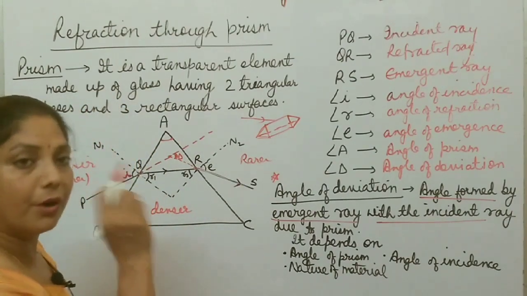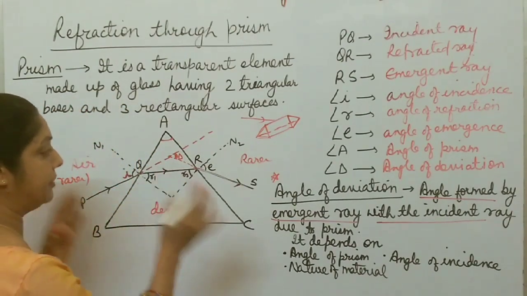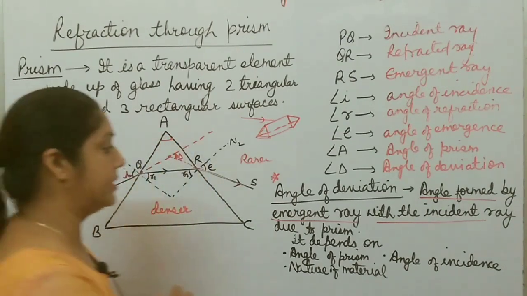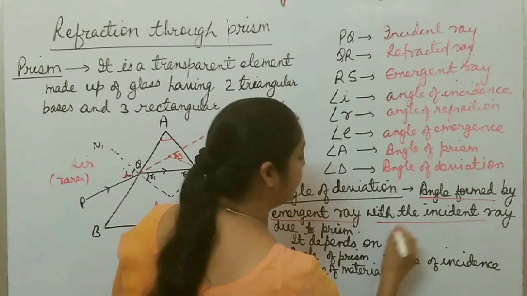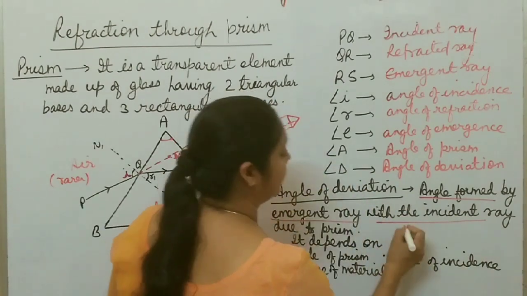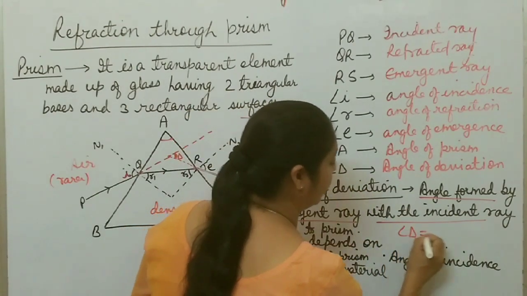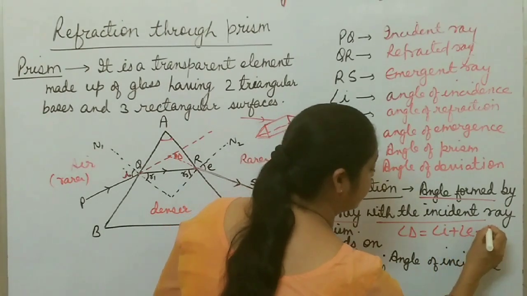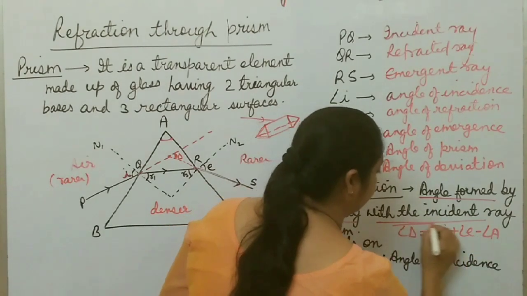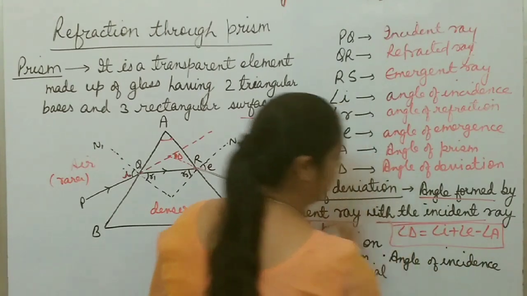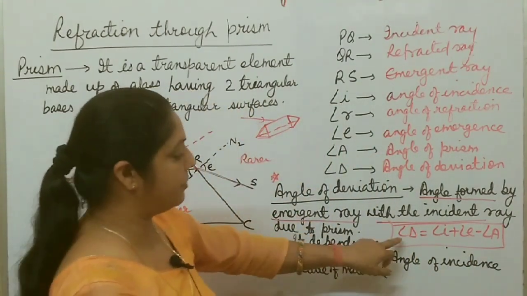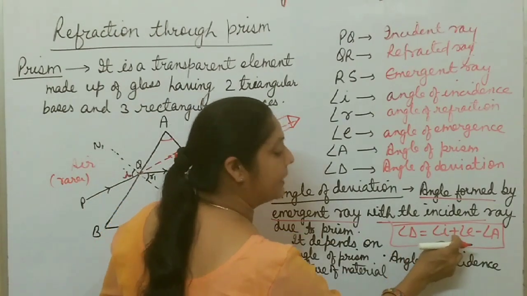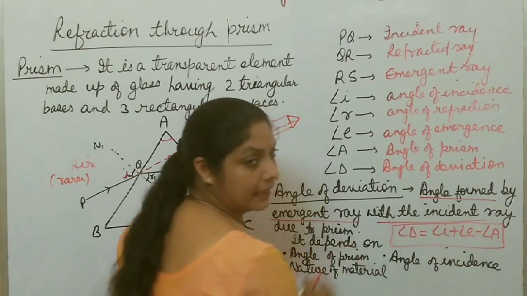And there is one important relation between the angle of deviation, angle of prism, angle of incidence and angle of emergence. You must remember this one. The relation is: angle of deviation equals angle I plus angle E minus angle A. This one is not given in your NCERT book, but still you should remember this formula. Angle of deviation equals angle of incidence plus angle of emergence minus angle of prism.